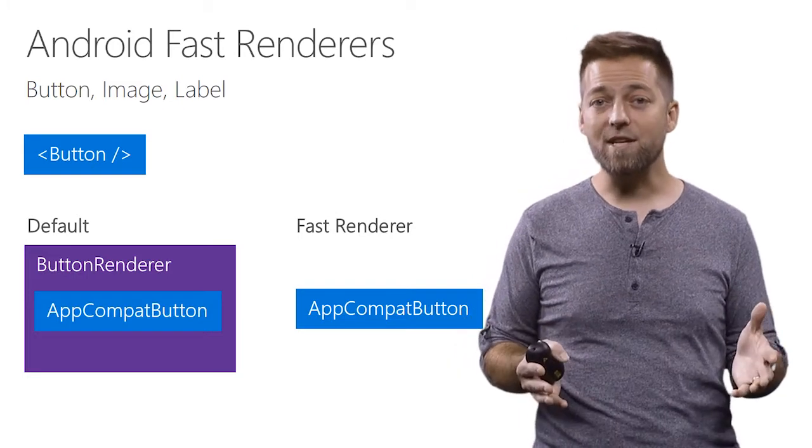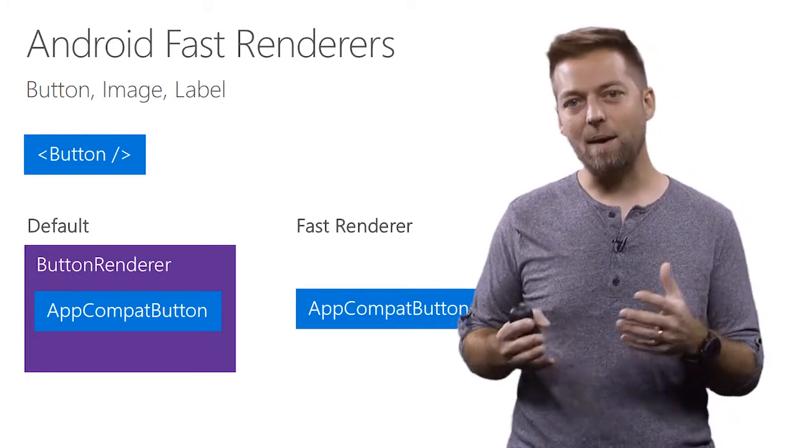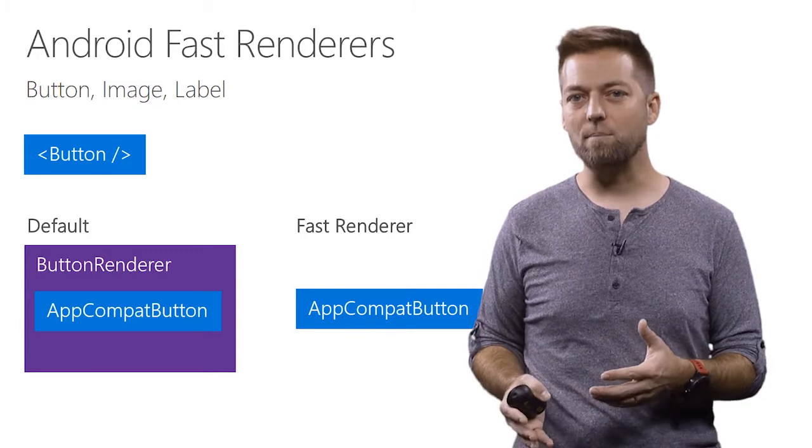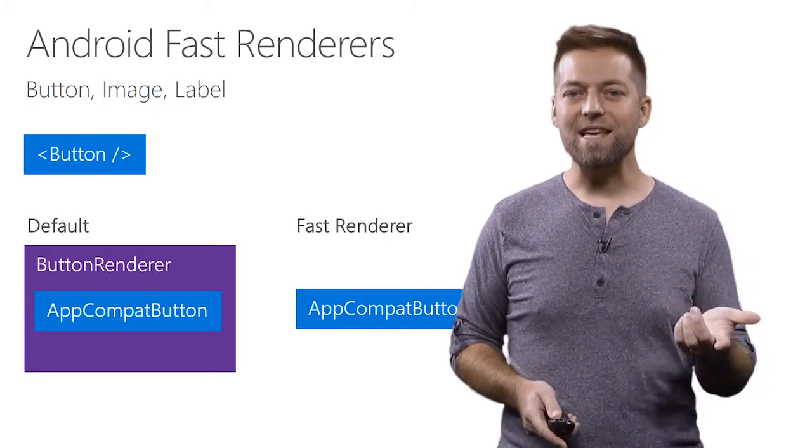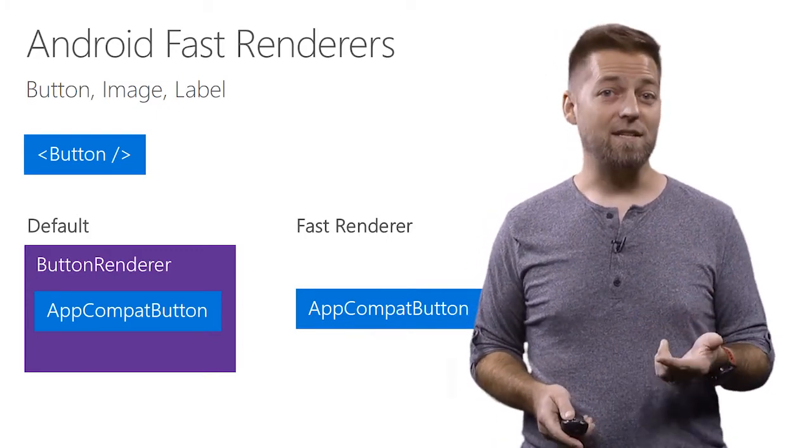But there have been some API changes, so what that means is that you need to opt into this to make sure it's right for your application. This works for button, image, and label, and you can try that today.